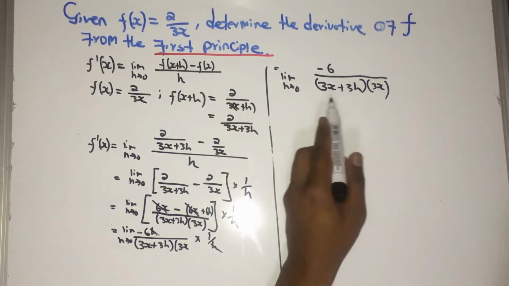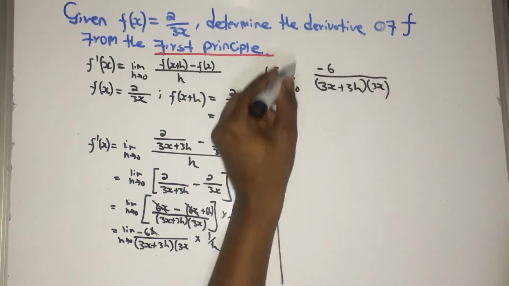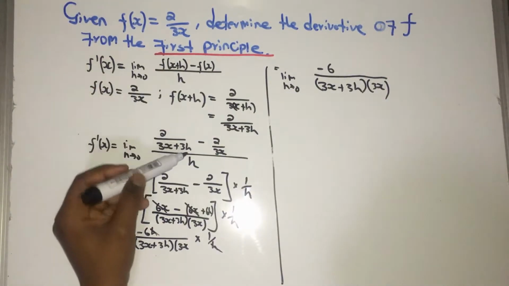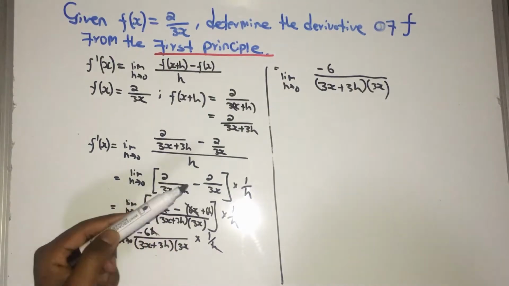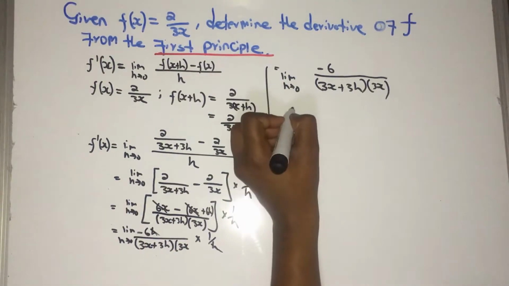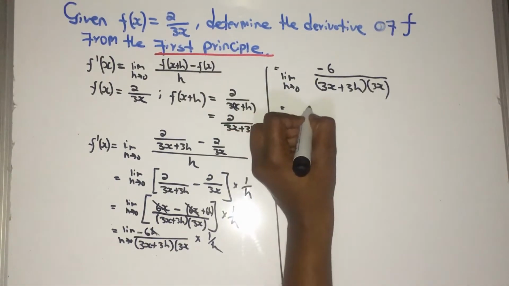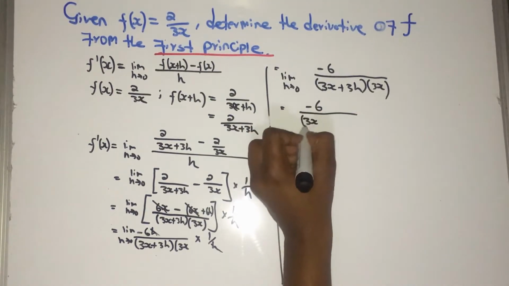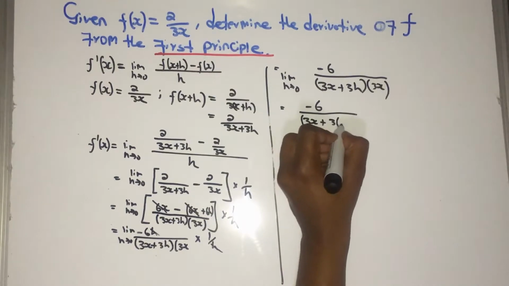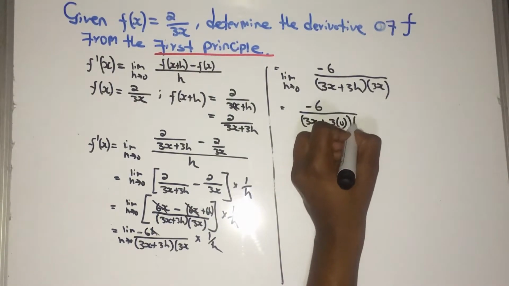By doing that, we can see we're not making the function undefined. Unlike at the earlier stage, if you were to put 0 here, the whole thing would be undefined because we're dividing by 0. But now we can see that the expression is actually minus 6 over 3x plus 3 into 0, that's h, into 3x.